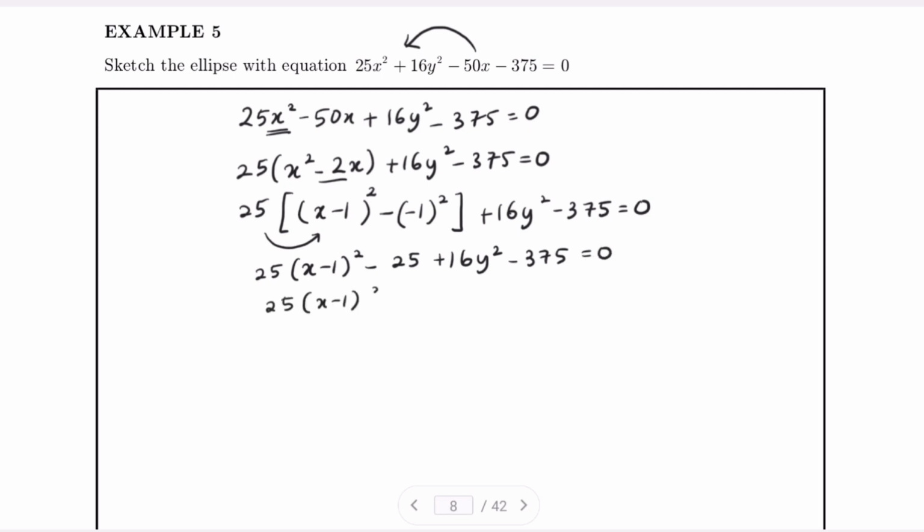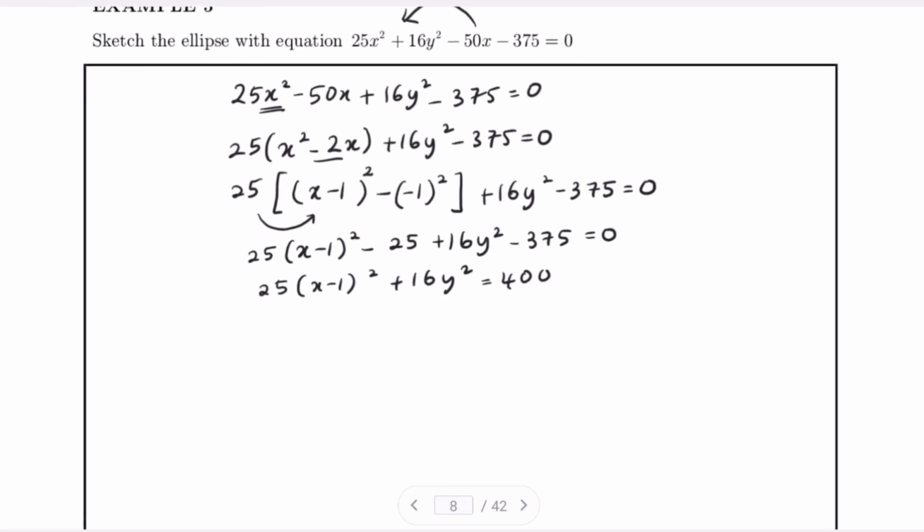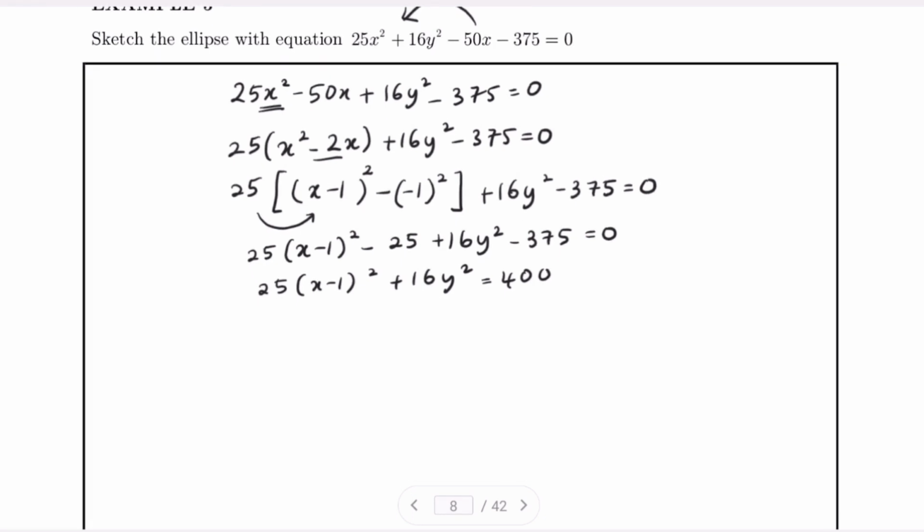Simplify to get this. So you know that the ellipse will be equal to 1, so you have to divide everything by 400. So it becomes (x minus 1) squared over 16 plus y squared over 25 equals 1.